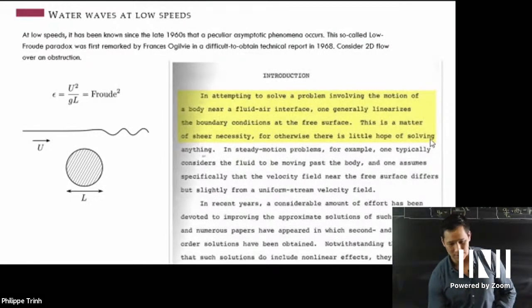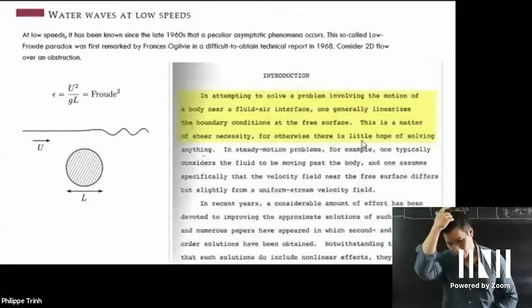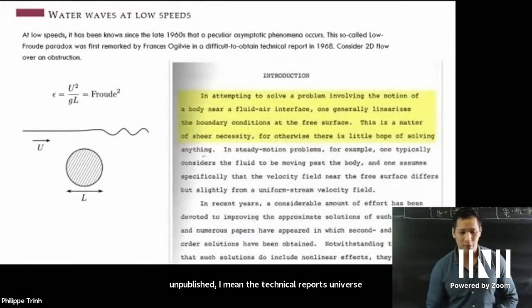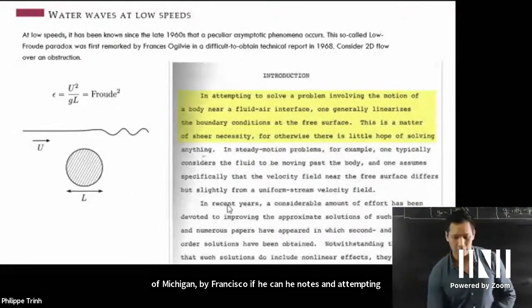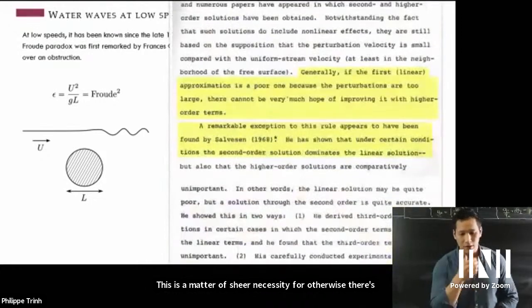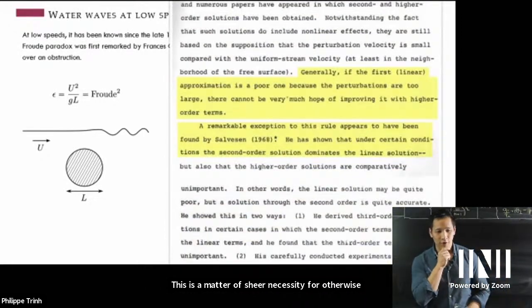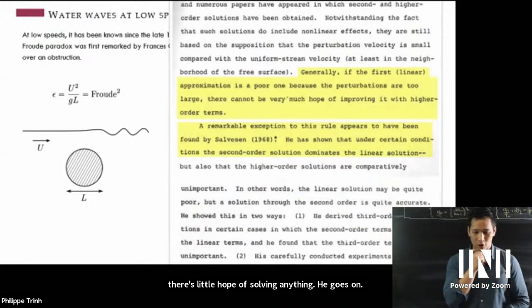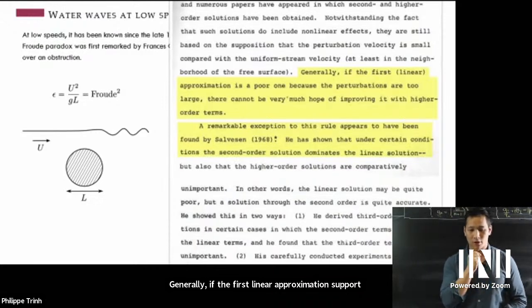And this is 1968, unpublished. It's a technical report from the University of Michigan by Francis Ogilvie, and he notes: in attempting to solve a problem involving the motion of a body near a fluid-air interface, one generally linearizes the boundary conditions at the free surface. This is a matter of sheer necessity, for otherwise there's little hope of solving anything. He goes on: generally, if the first linear approximation is a poor one because the perturbations are too large, there cannot be very much hope of improving it with higher order terms.